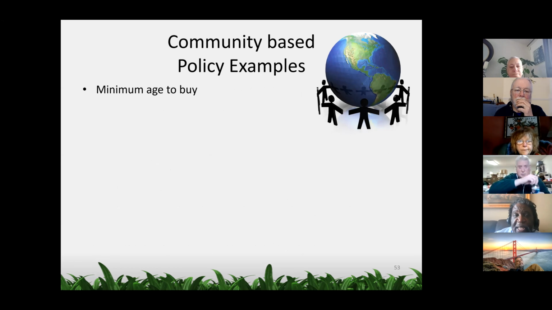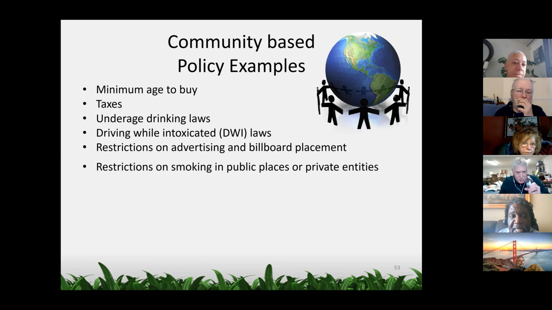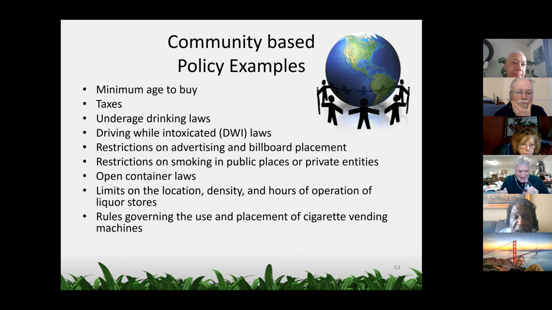Here are some community-based examples of policy. Look at those. Under drinking laws, DWI or DUI laws, laws governing the use and placement of cigarette vending machines, and prohibitions on the location and density of liquor stores. There are all kinds of policy examples at the community level that are critical in terms of making policy change.